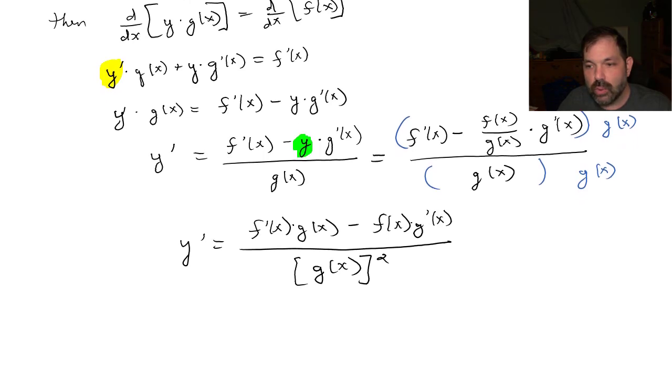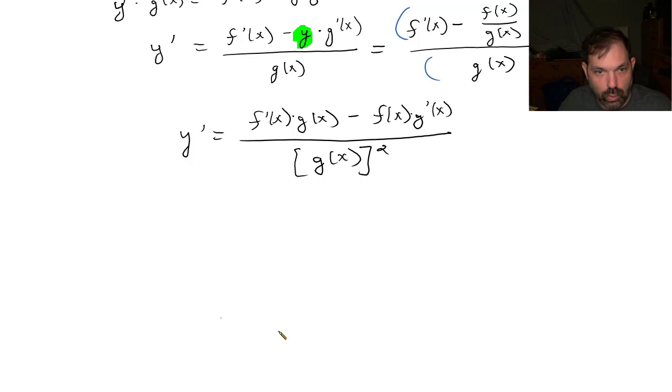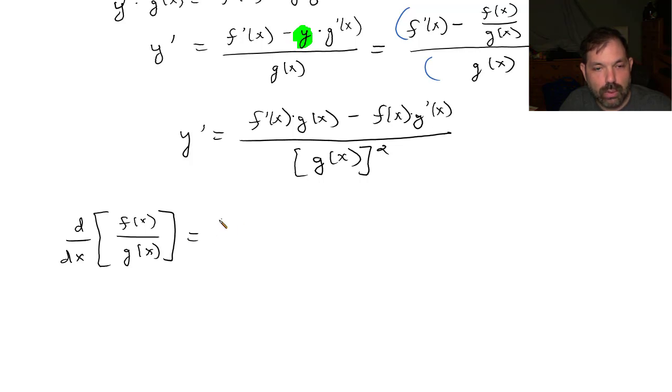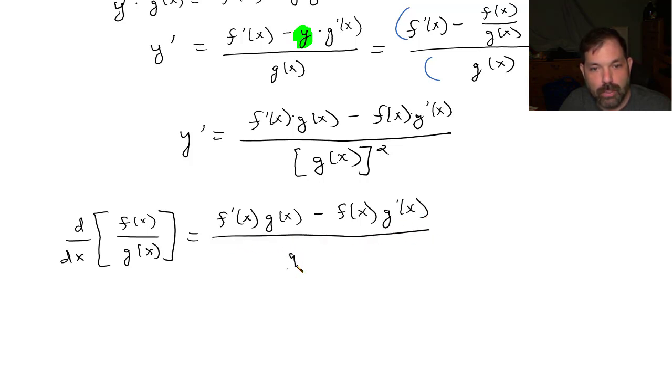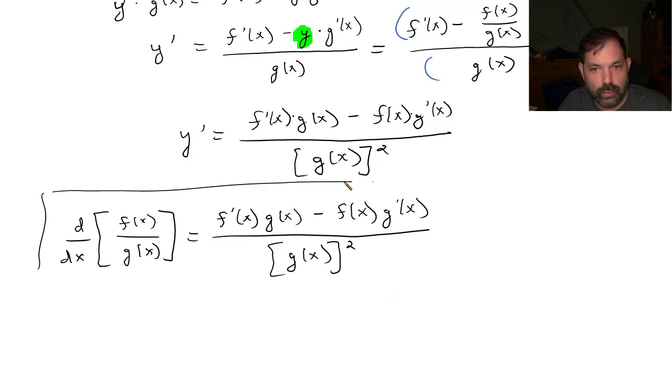And so this is what's commonly called the quotient rule. The derivative with respect to x of f of x divided by g of x is equal to, differentiate the top, then times the bottom, minus, leave the top alone, differentiate the bottom, divided by the bottom square. And so this is called the quotient rule for derivatives.